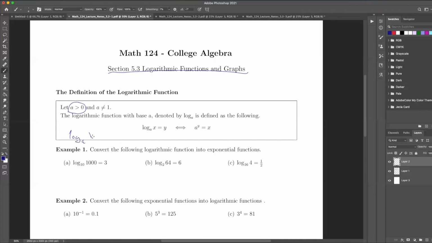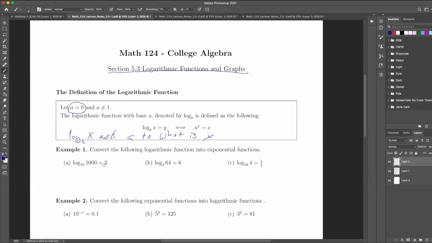So log base a of x asks the question, and this is what you kind of need to put in your mind: a to what power is x? That's the question you need to ask. So here, a to what power is x, and let's convert these, and then it's easier for me to explain what's going on.